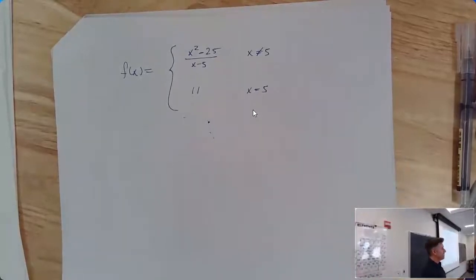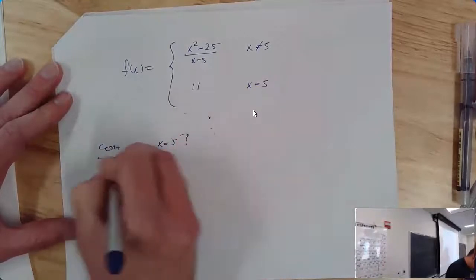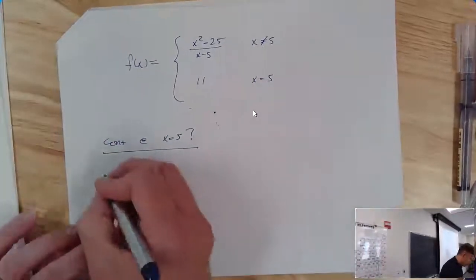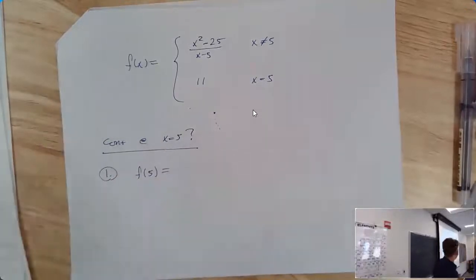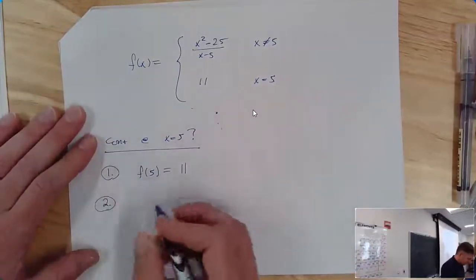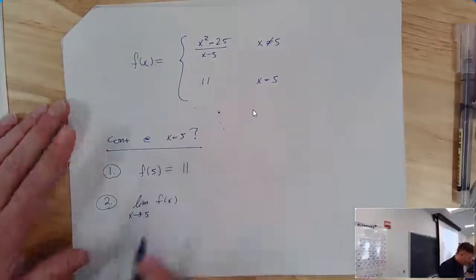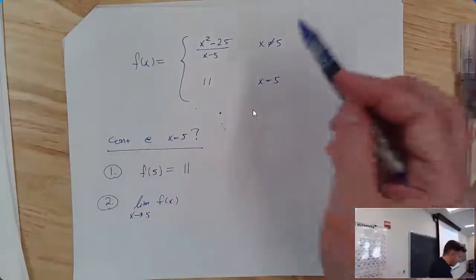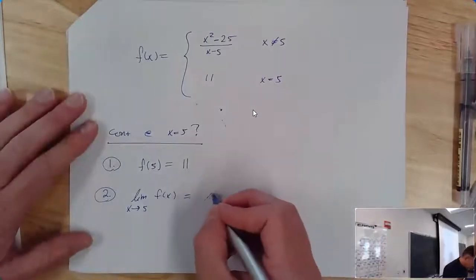So where am I maybe concerned about continuity? 5, right? Is this continuous at 5? So, step 1, what is f of 5? 11, right? They made it easy. They told us it was 11. Step 2, I want to find the limit as x approaches 5 of f of x. Now, here's the nice thing. Both on the left side of 5 and on the right side of 5, we have the same function. So it's easy to attack. We can just do it as one thing.